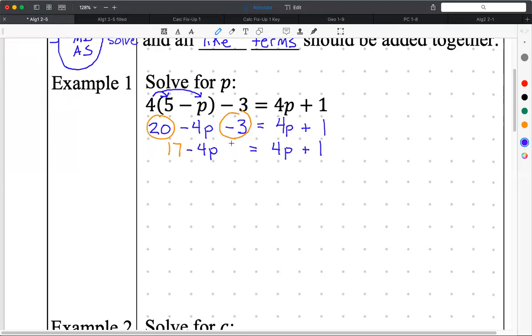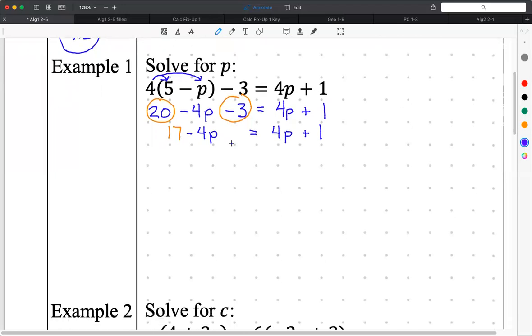Giorgio, are you ready for the next step? Go for it. Uh-oh, I can't hear you. It says that you're unmuted, but I can't hear you. Are you trying to say add 4p to both sides? Yeah, okay. So let's do it. Add 4p to both sides, everyone.